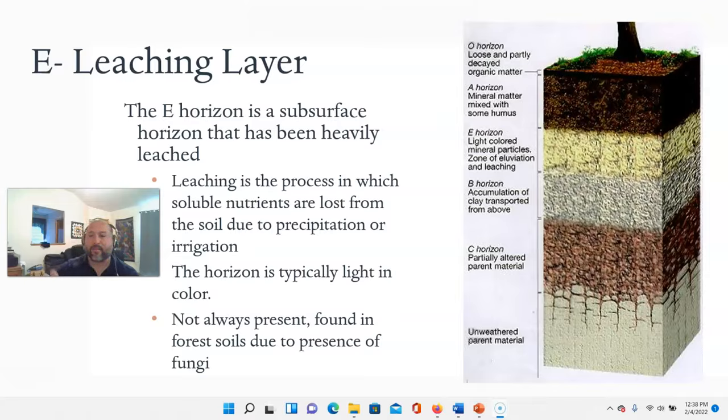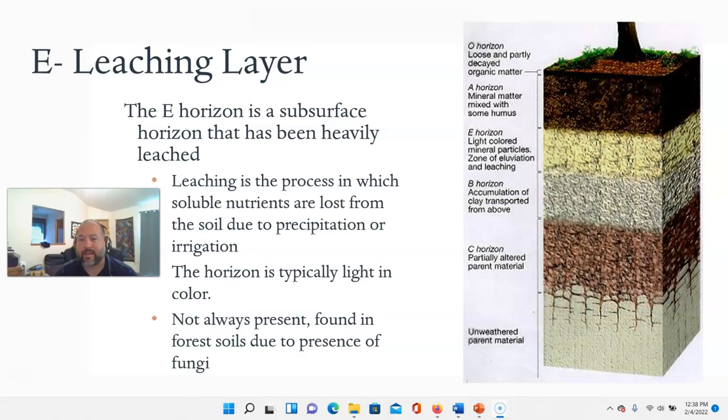So if it's a forest horizon, more than likely, it's not totally common, it doesn't have to be there everywhere, but it's more common in a forest soil than it is in a grassland soil, where we get this E horizon right here, which is a light colored zone, where there's been a bunch of eluviation and leaching happening. E is for eluviation, and leaching and eluviation really mean the same thing.